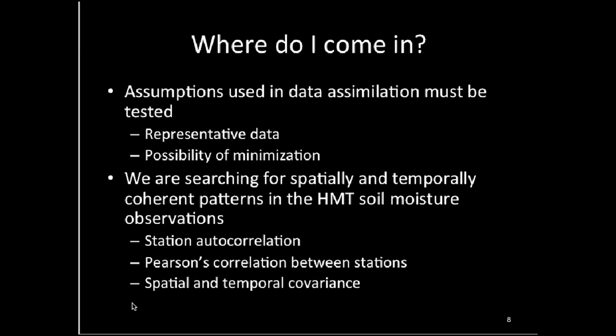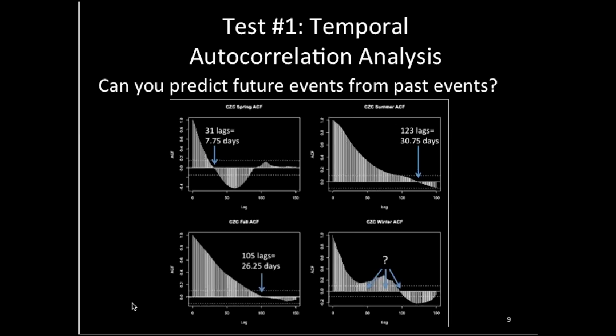If these assumptions aren't true about the data, then we cannot use data assimilation as a technique, and basically the work stops here. So we use 3 statistical tests to check these assumptions. First, we plotted the autocorrelation functions for each station in the network to tell whether or not the data is self-consistent through time.